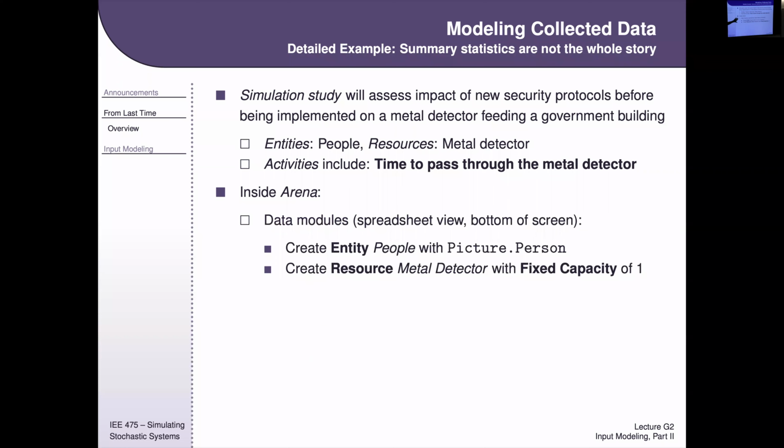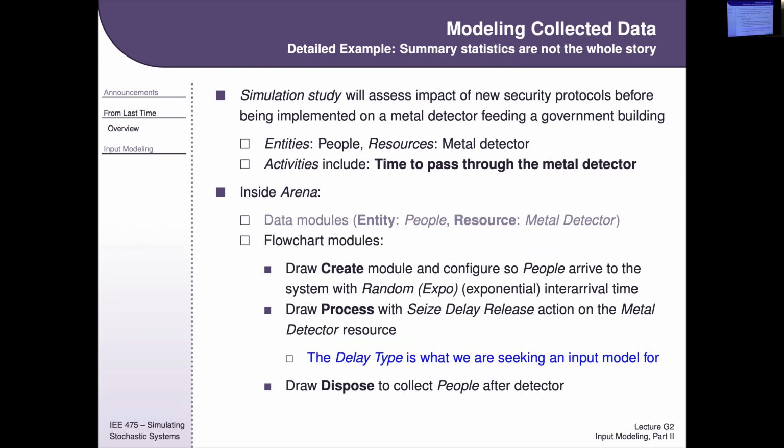So we're not dragging blocks into there, we're just in the little spreadsheet view. We go in and we create the entity and the resource type. And then we need to create the flowchart modules. And so we drag a create block in, and we say we're gonna have it create people. And so I'll show that in a second, drawn out here.